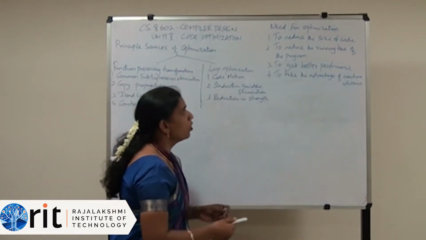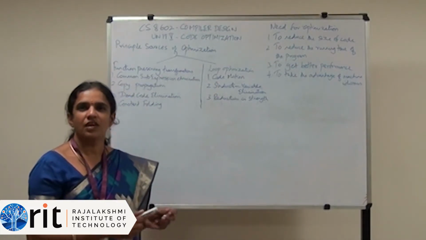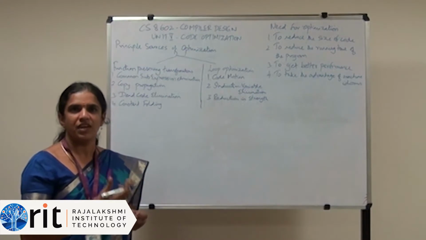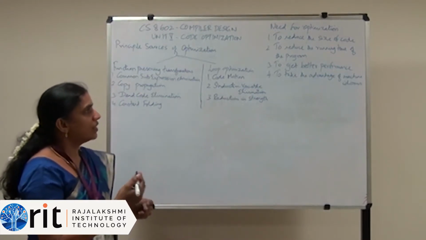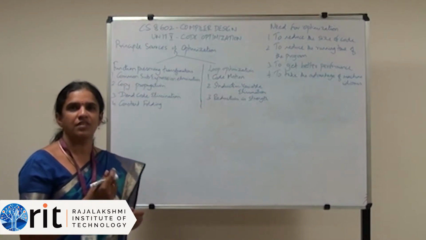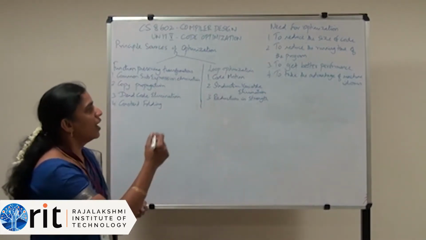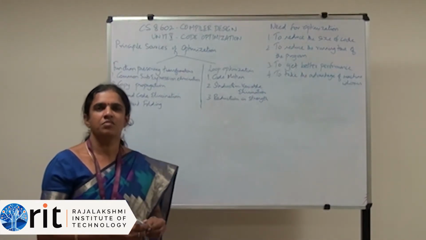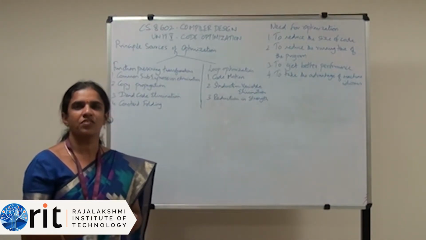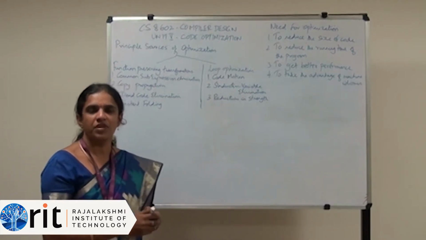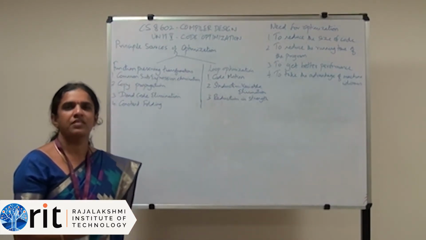So why we need code optimization means it will reduce the lines of code. That means the number of statements will be reduced if there is an optimization. Then it will reduce the running time of the program. So obviously the performance and the speed will be increased, and we can take the advantage of some machine idioms. Machine idioms means machine instructions. We can make use of the instructions efficiently. So these are the advantages of using optimization. So we must optimize the code.